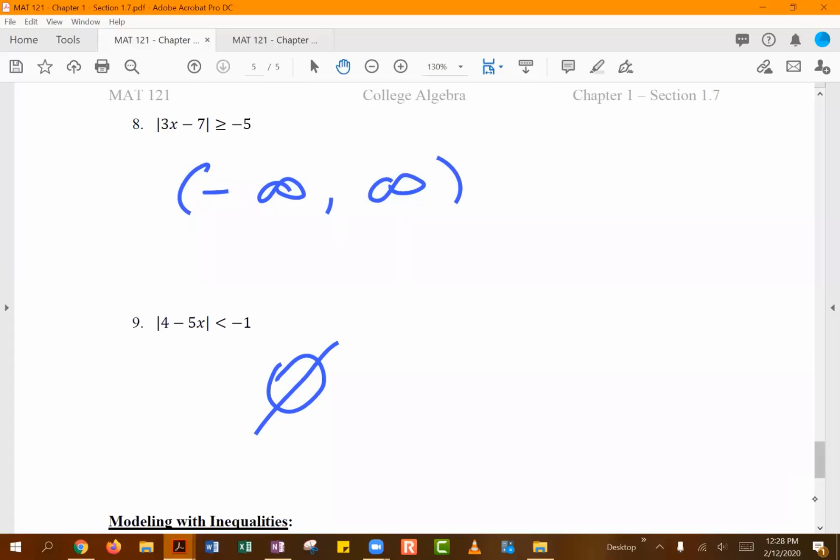So for both of these examples, the first thing we should notice is it's an absolute value inequality. The number on the right-hand side is a negative number. So I'm either going to have all real numbers, which is the first option, or I'm going to have no solution, which is my second one. It depends on the direction of the inequality, which gives you one or the other. So if it's greater than or greater than or equal to, all real numbers. If it's less than or less than or equal to, no solution. It's an empty set. Okay?